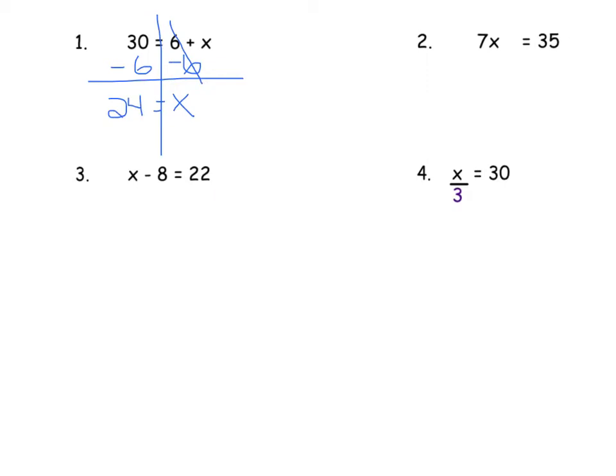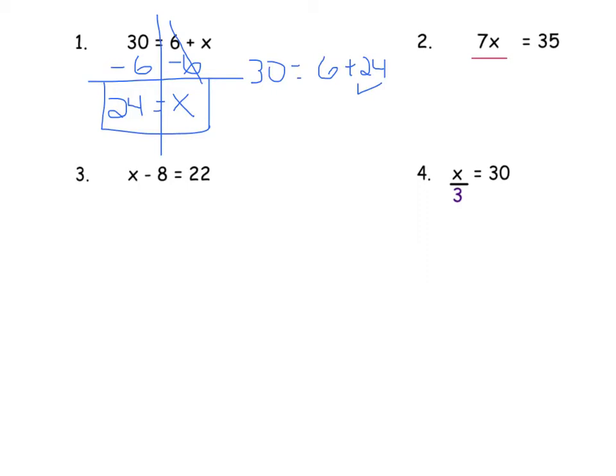So now I think my answer is 24. I'm going to put it back into the original equation to check. 30, does that equal 6 plus 24? It does. So that checks out, and this is our answer. Example 2. This means 7 times x. If there is a coefficient right in front of x, then that means multiplication.